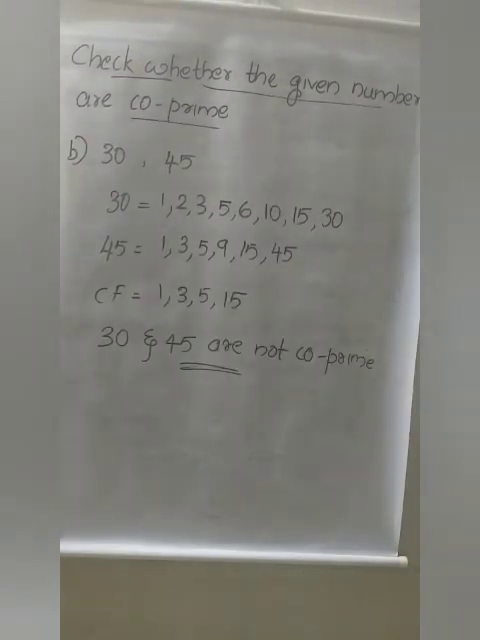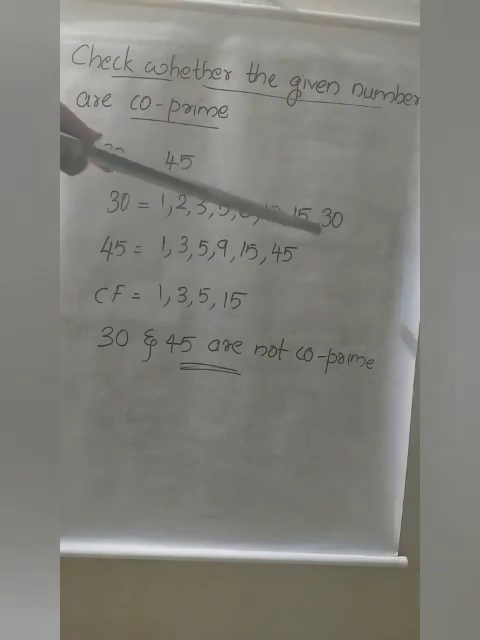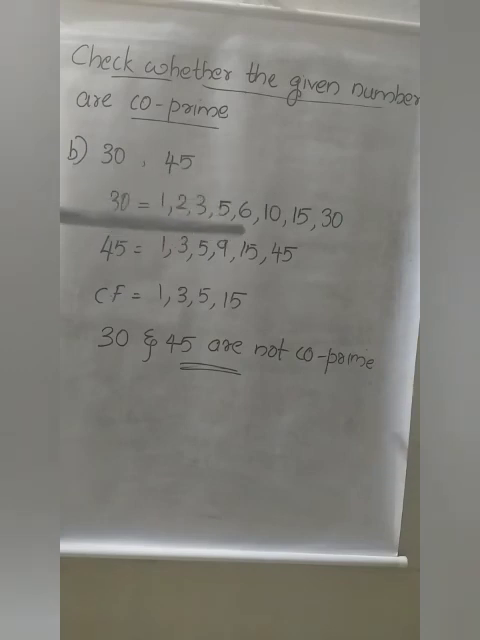One more example, 30 and 45. First factorizing. What are the factors of 30? 1 into 30. 2 into 15. 3 into 10. 5 into 6. So we got the factors of 30. Next 45: 1 into 45, 3 into 15, 5 into 9. So these are the factors of 45.